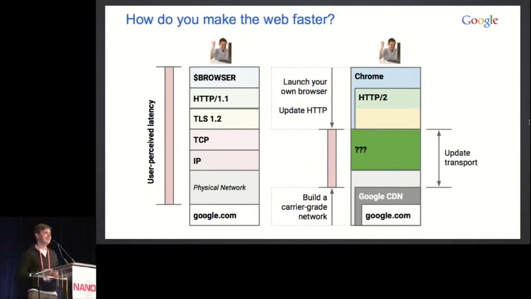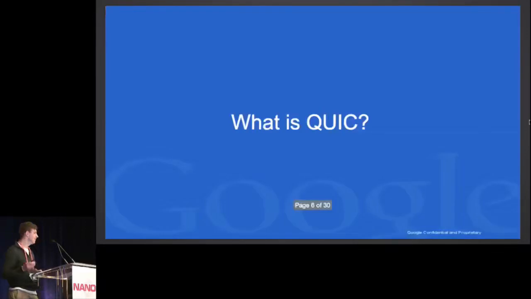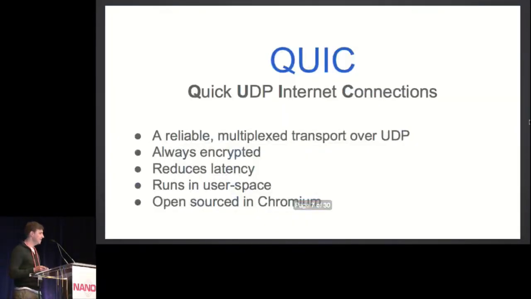What's in the middle? Well, there's transport, traditionally TCP. And we've done a lot of work with TCP. We have some of the best and brightest working on it already. But we wonder, what else could we do? So the question is, what is QUIC? It's a reliable multiplex transport over UDP. It's always encrypted. It reduces latency. It runs in user space, so we can upgrade it quickly and deploy it quickly. And it's open source.